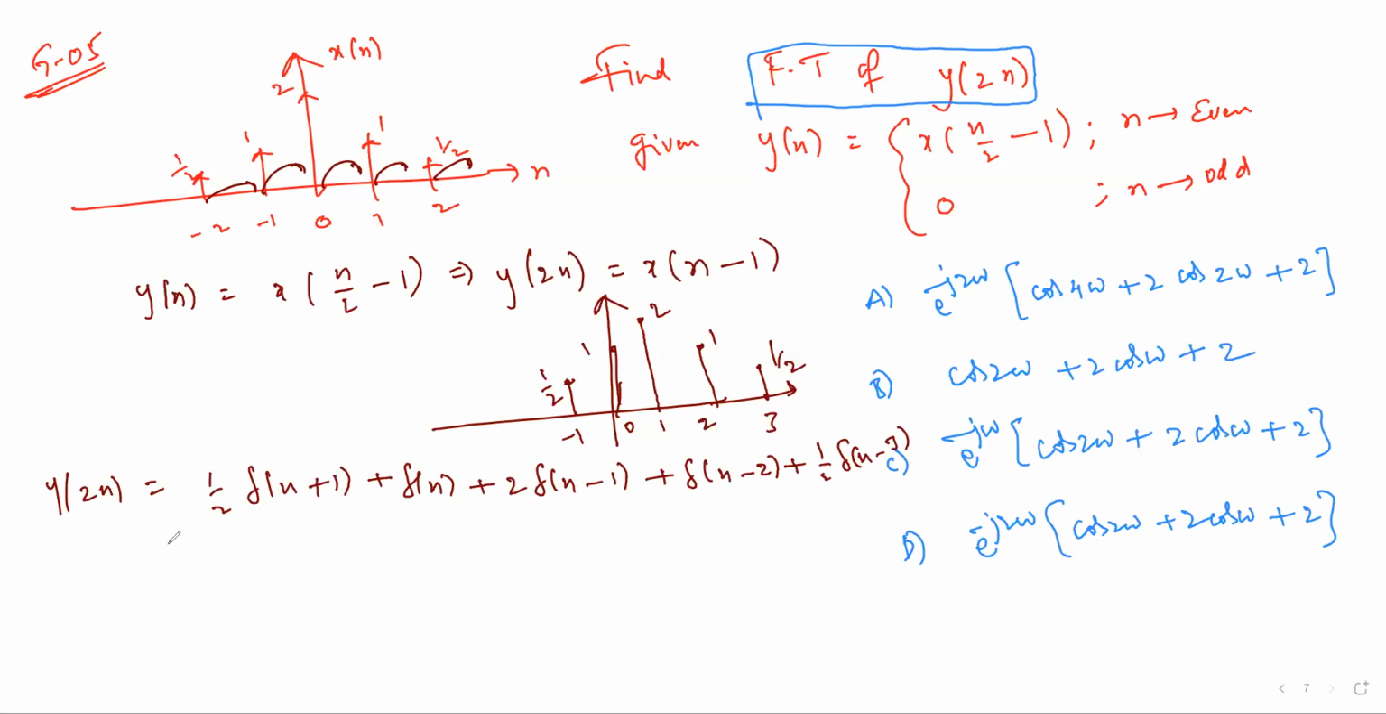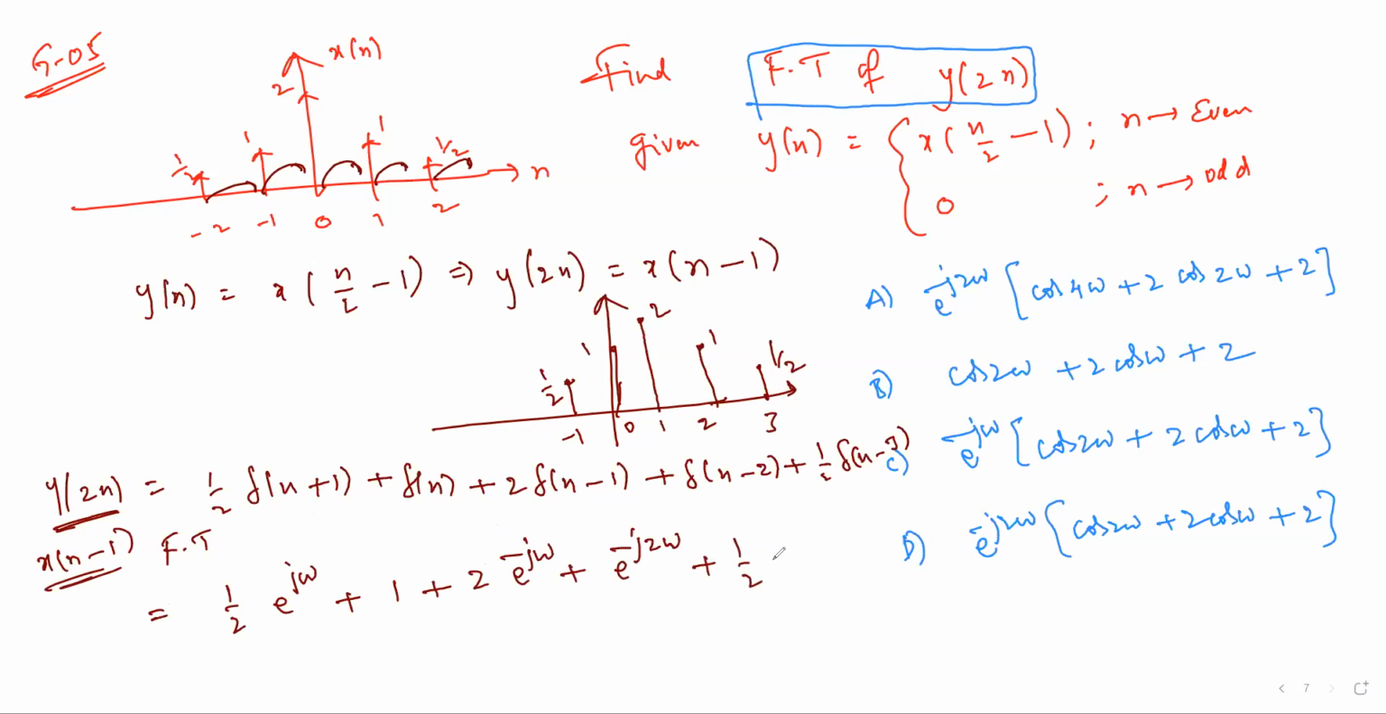You can just apply the Fourier transform on both sides. So y of 2n is nothing but x of n minus 1, and we want this Fourier transform. Therefore, it is 1 by 2 times the shifted impulses, that means e to the power of j omega, plus 1, plus 2 e to the power of minus j omega, plus e to the power of minus 2j omega, plus 1 by 2 e to the power of minus j3 omega.